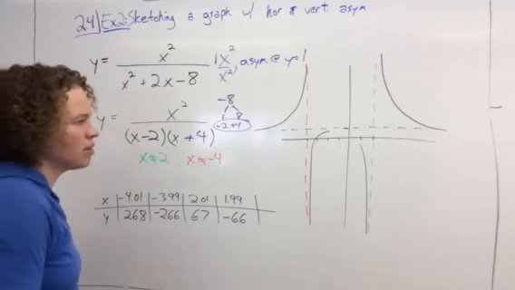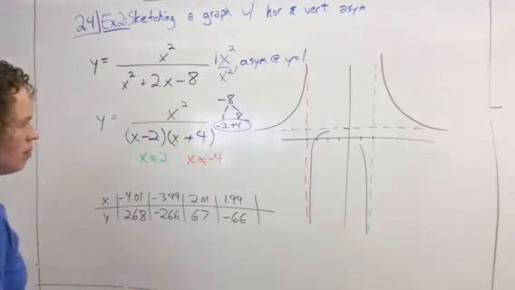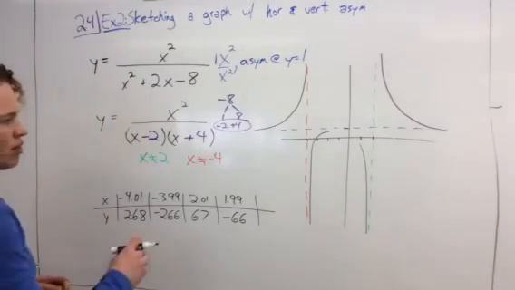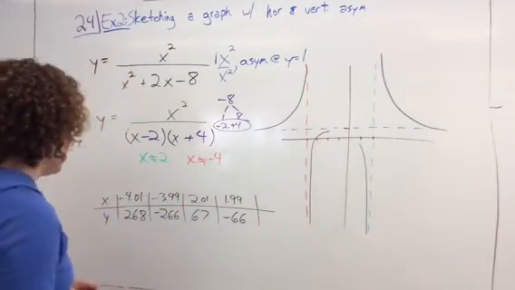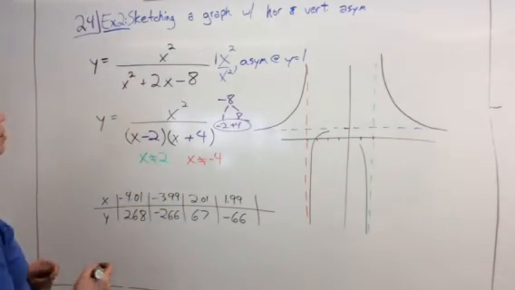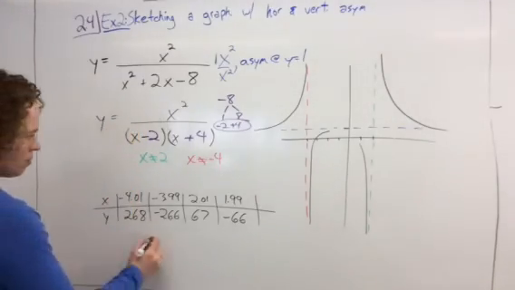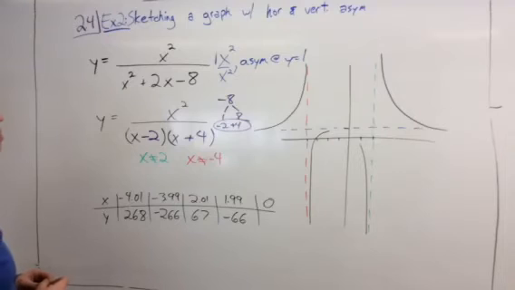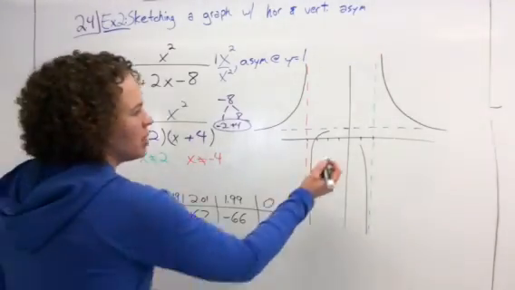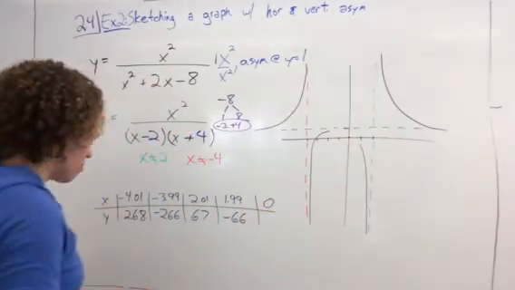So I can try x equals 0. That'll give me an idea of what's going on in there. If I put x equals 0 into this equation, then I'm going to get 0 divided by negative 8, which just gives me 0. So I know that it's going to go through this point.